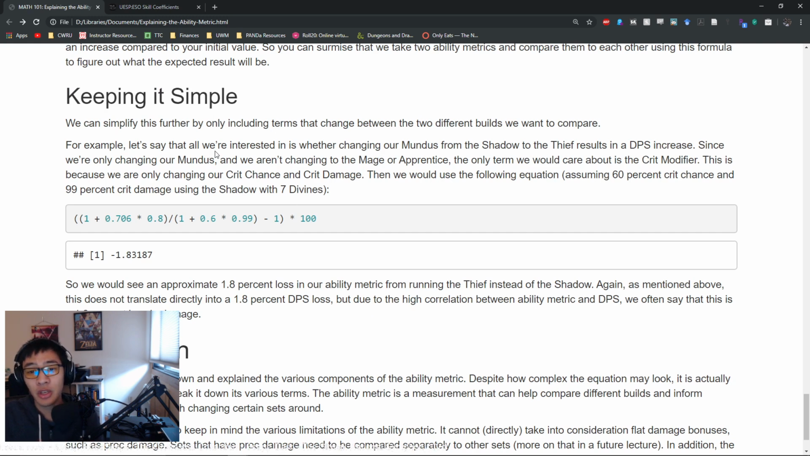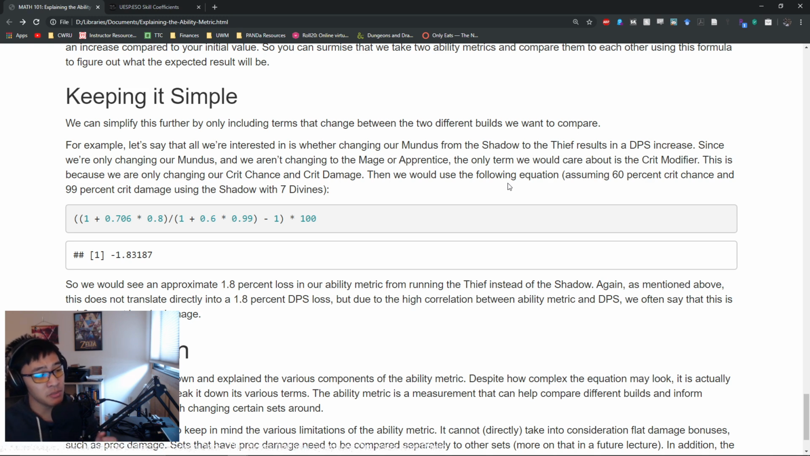In this example, let's say we're changing our mundus from the Shadow to the Thief, and we're interested in seeing whether this results in a DPS increase. The only thing that we're changing here is our mundus. So we don't need to worry about our effective max magic, mitigation, or our attacker bonus. Because of this, these terms are equal to each other, so we can basically ignore all those terms. It's kind of the same thing with math.